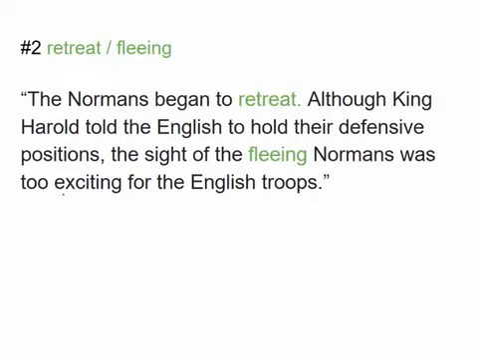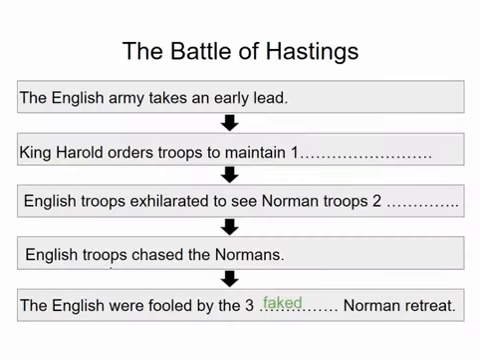Okay, there's our key word, exhilarating. It was exhilarating for the English troops to see the fleeing Normans. They were excited. So that's why these two things work well. The retreat and the fleeing are what excited or exhilarated the English troops. That's why these two answers work for this step in the flowchart.